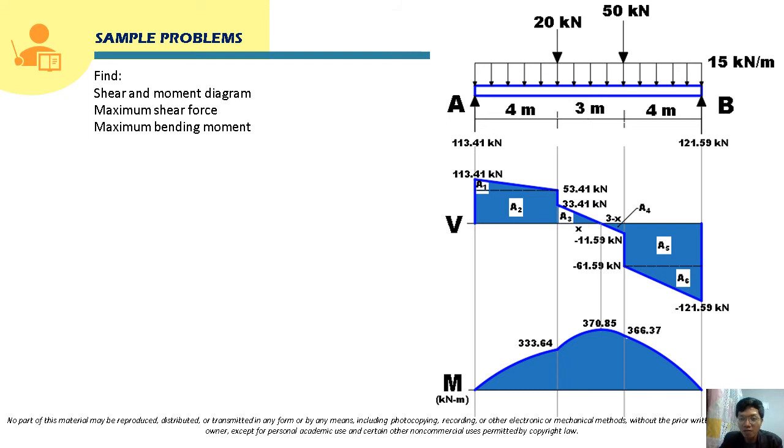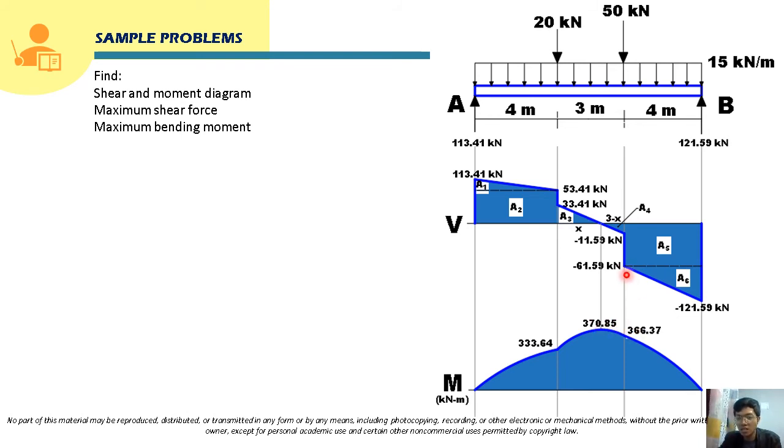Then from this point up to this point, the shear is a triangle. Therefore, the moment here will be parabolic, and since the shear is sloping down, the parabolic curve should be concave downward. Also here, the shear is a triangle, so the moment should be parabolic, and since the shear is sloping down, the curve should be concave downward.